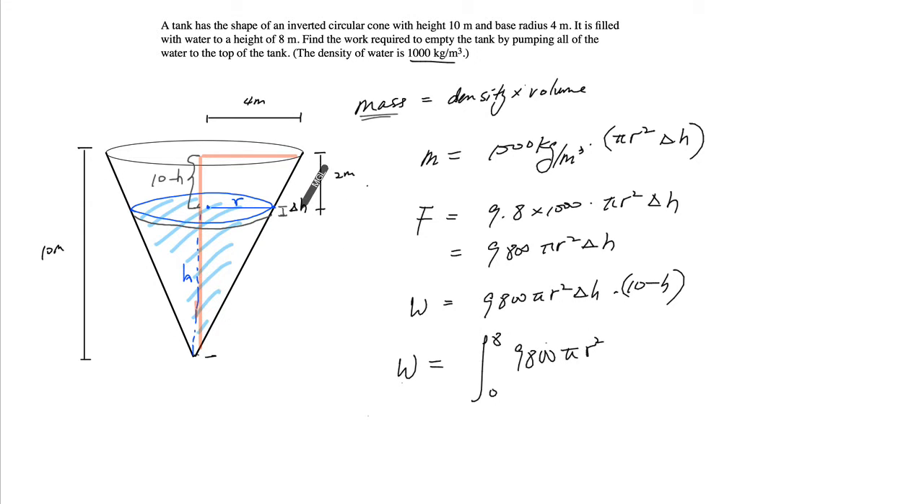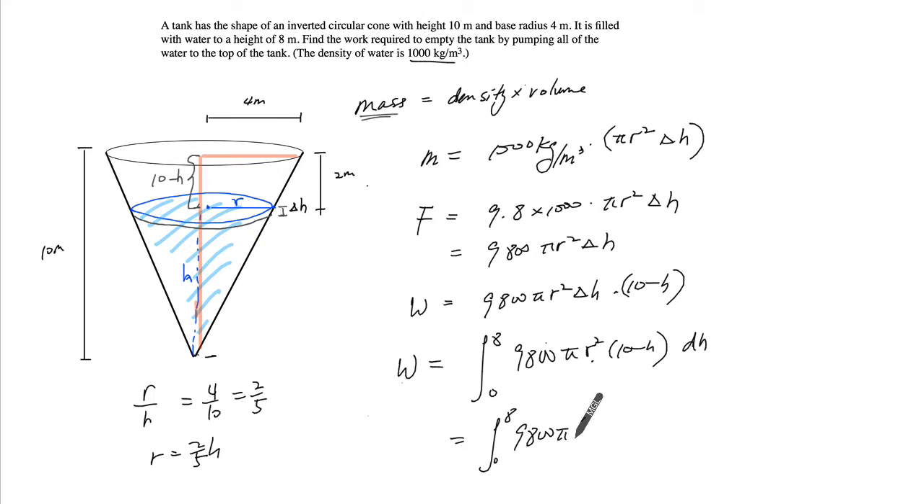And if you make the slices really small, then it becomes dh, and we have 10 minus h. The only thing that we have to fix now is this r. This is a function of h, so this r needs to be converted into h. We know that r over h is going to equal 4 over 10, which is 2 over 5. So r is equal to 2 over 5 h. So this is 2 over 5 h all squared.